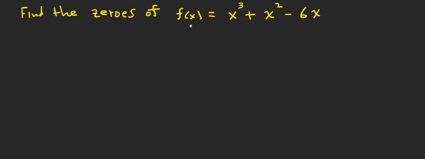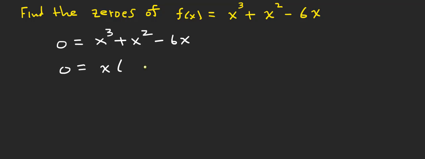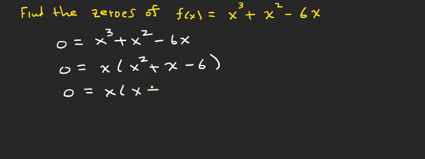And let's find the zeros of f of x equals x cubed plus x squared minus 6x. Again, finding the zeros of f of x is the same thing as finding the x-intercepts. So set f of x equals 0 and let's solve for x. Let's take out the greatest common factor, which is x. And you get x squared plus x minus 6. We can still factor inside the parentheses. So you end up getting x plus 3 times x minus 2.